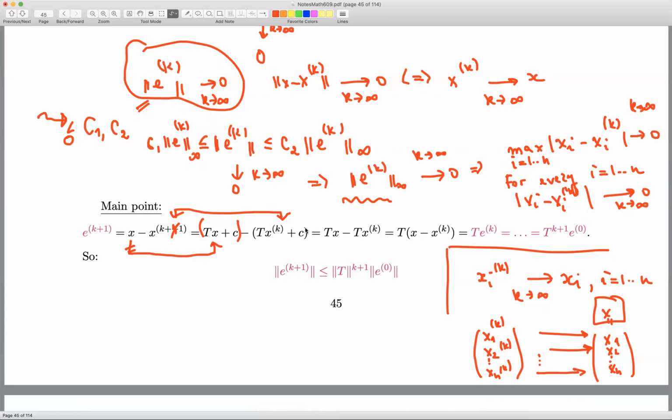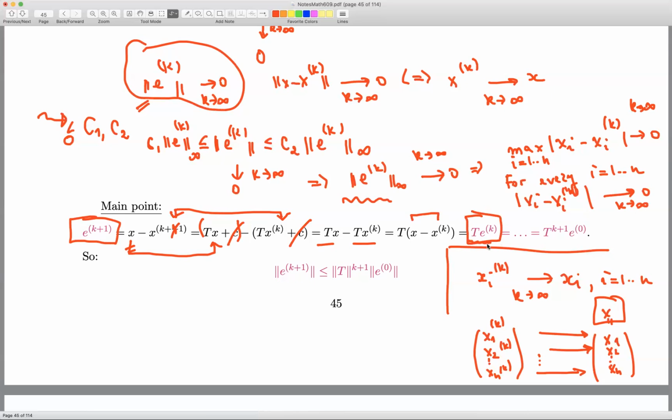Now, when we open the parentheses, this c will cancel out with this c, and then we just have the difference between T applied to the exact solution and T applied to the output of the kth iteration of our iterative procedure. Then we pull out the matrix T, so this will be equal to T applied to x minus x_k, but by definition, this is exactly the error at step k.